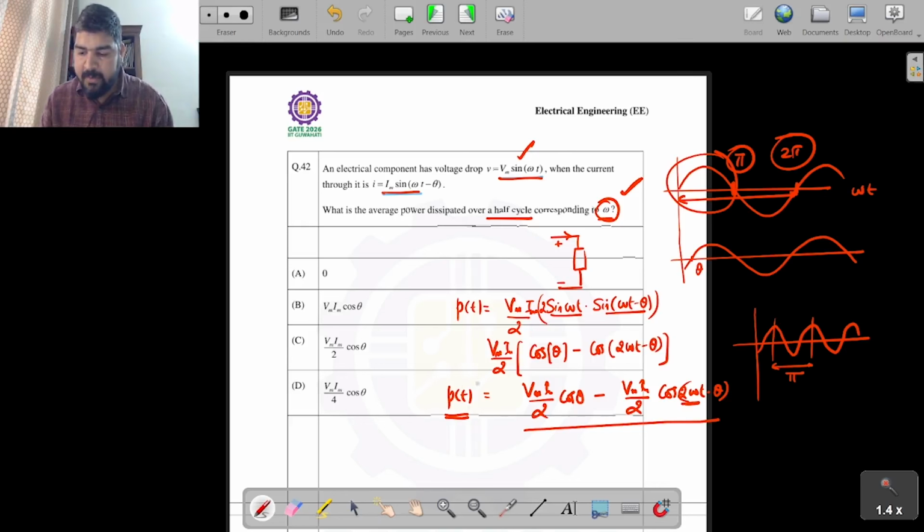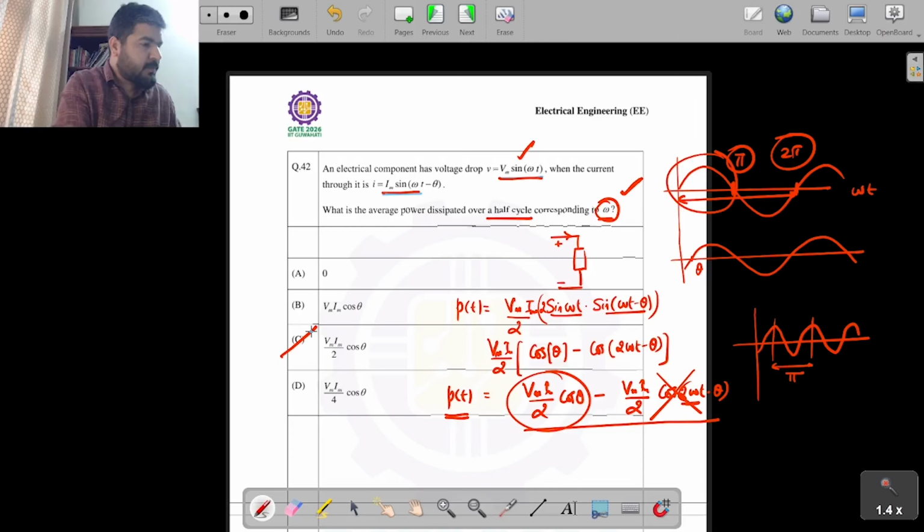Now, what is the average value of this? So the average value under a full cycle of this will be 0. Actually, the full cycle of power is the half cycle corresponding to omega. Remember this. So the average value under the half cycle corresponding to omega will be only this component. I hope you understood my point, and the answer is Calcutta. Let's move to the next question.